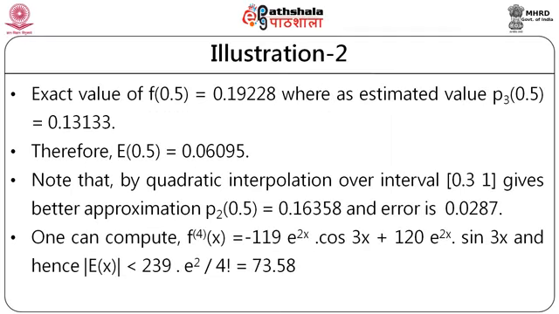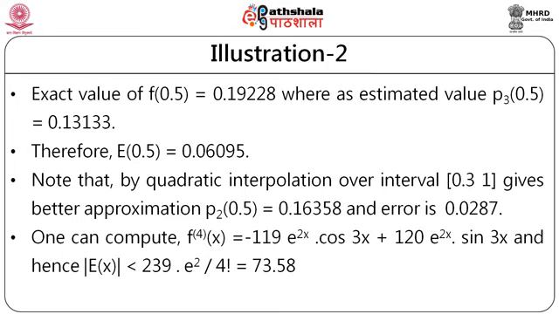Now, the exact value of y(0.5) is this, whereas the estimated value by the P3 polynomial is this, therefore E(0.5) is this much. So, we have got the exact error. Note that quadratic interpolation over the interval 0.3, 0.6, 1 gives a better approximation, as the error is 0.0287.